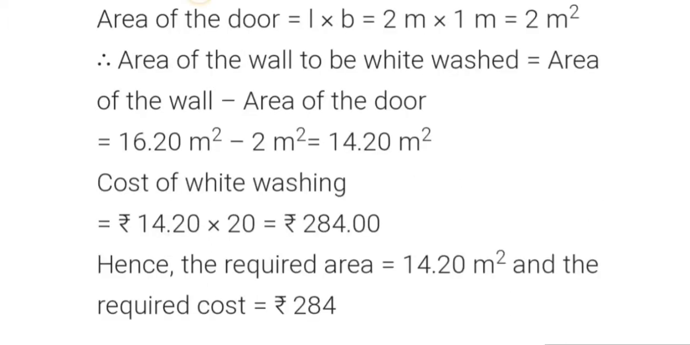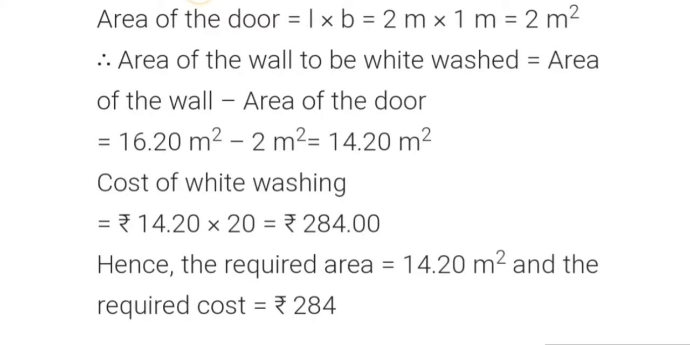Now we will find the area of the door. So area of the door formula is L into B. Put the values, 2 meter into 1 meter. So it will come 2 meter square. Now area of the wall to be whitewashed. We will subtract both the answers, means area of the wall minus area of the door. So 16.20 meter square minus 2 meter square. It will come 14.20 meter square.